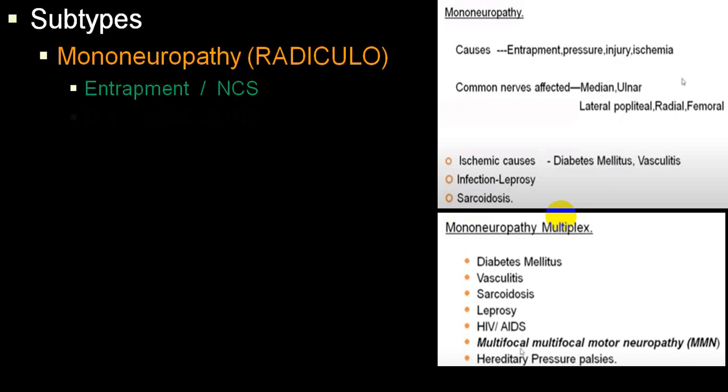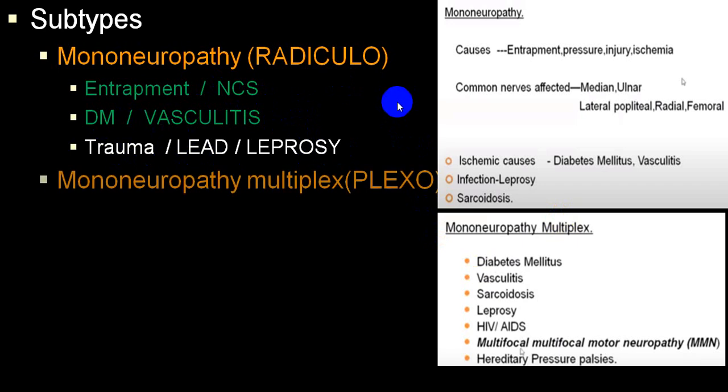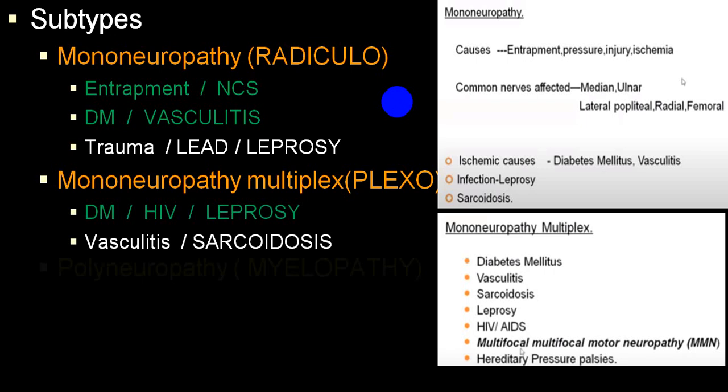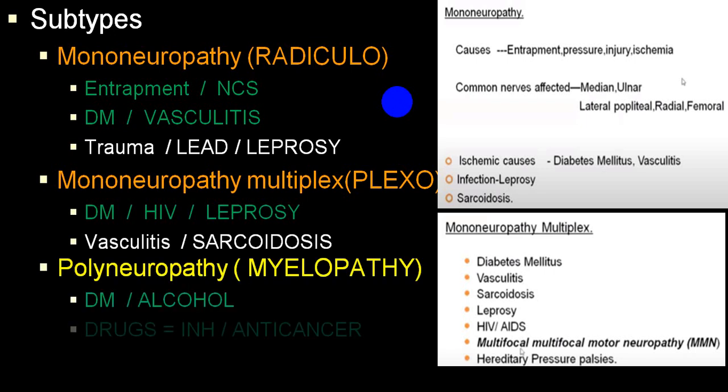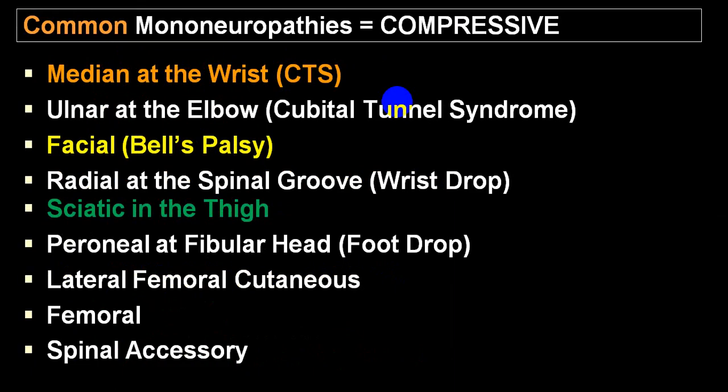Mononeuritis, different varieties. Mononeuropathy can be radiculopathy, entrapment neuropathy, or nerve compression. Diabetes, vasculitis, traumatic injury, lead, leprosy, etc. come in mononeuropathy. Mononeuritis multiplex, again diabetes, HIV and leprosy are topmost on the list. And in polyneuropathy, again diabetes and alcohol come topmost on the list. So keep all this in your mind, it will help you a lot. There are many more causes. I have not included all those.